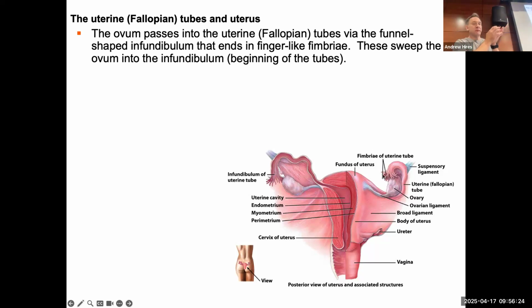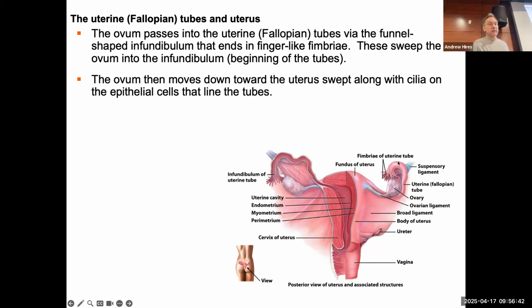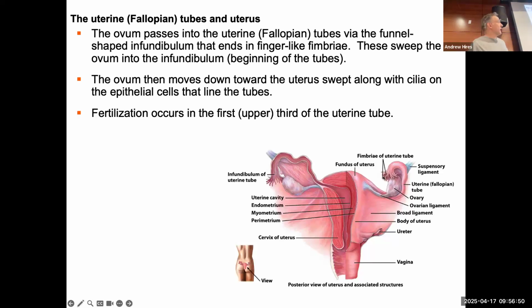And that funnel is called the infundibulum, and it's got these little fingers on it called fimbriae. Those fingers are going to move, and cilia along the wall of these fallopian tubes are also going to move and sweep the egg down into the tube. Those cilia are on the epithelial cells that line the tube. And the fertilization event, if it occurs, is really going to occur up here in the top third of the tube.